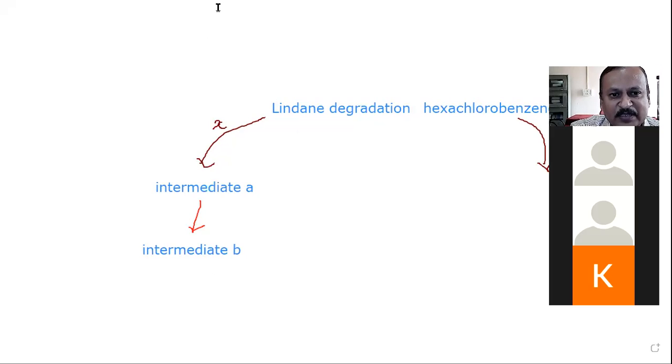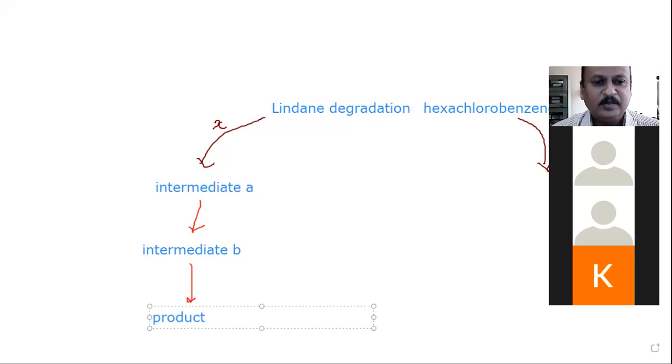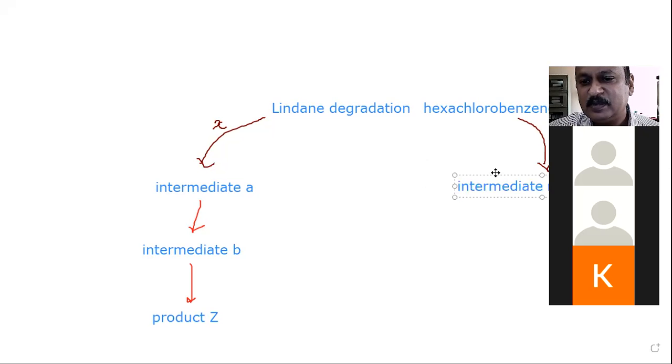And then after this, suppose I get the product. Product is capital A, for example, or Z, capital Z. And then in the other pathway, suppose I get another intermediate M. Can you see this, everybody? Intermediate M.